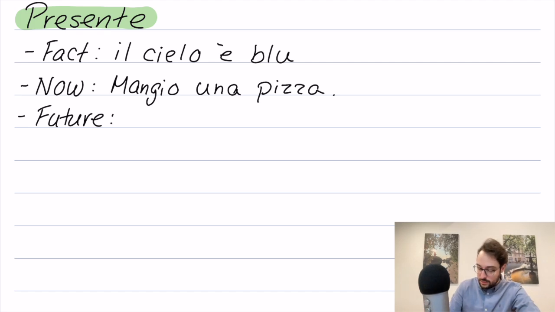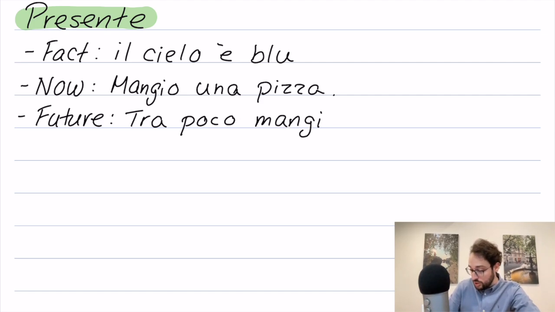If I say, tra poco mangio una pizza, or just simply tra poco mangio. In a little bit, I'll be eating. That's how we say in a little bit. So it just depends on the context. There obviously is a future tense in Italian, which we will get to, but these are some of the main usages of the present tense in Italian.